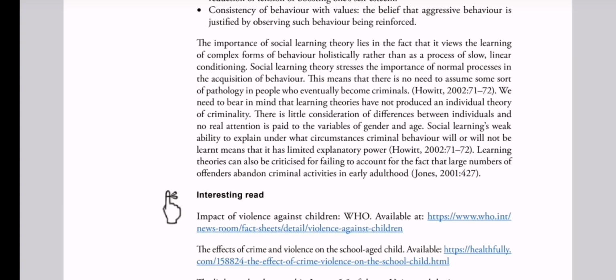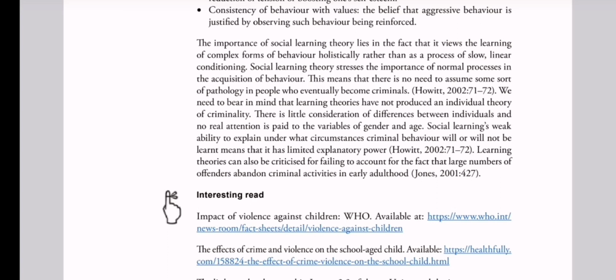There is little consideration of differences between individuals, and no real attention is paid to the variables of gender and age. Social learning's weak ability to explain under what circumstances criminal behavior will or will not be learned means that it has limited explanatory power. Learning theories can also be criticized for failing to account for the fact that large numbers of offenders abandon criminal activities in early adulthood. Interesting reading.